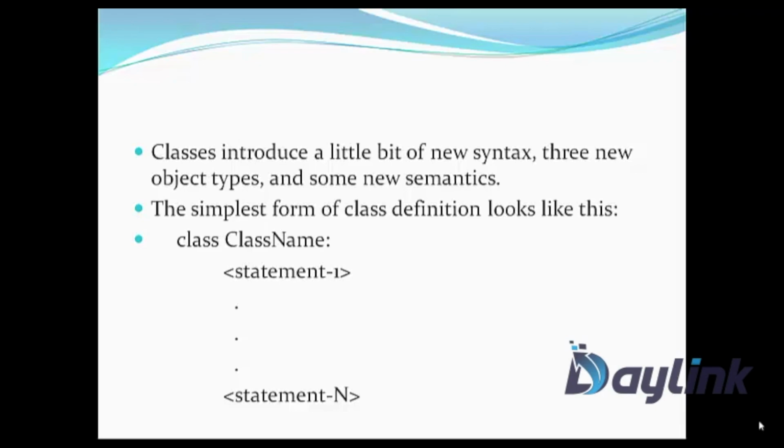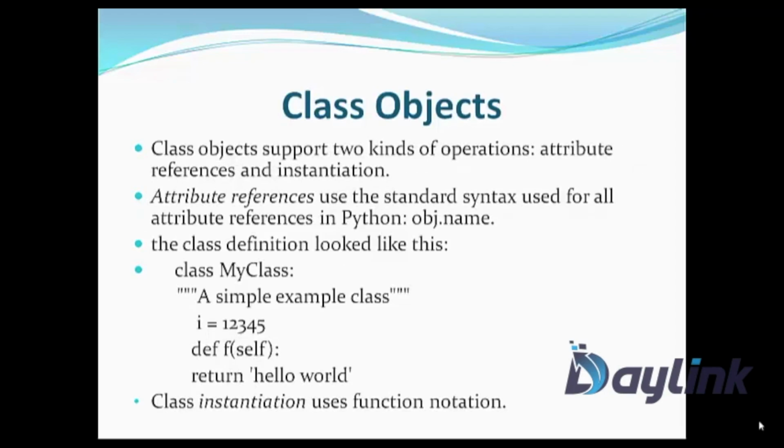When a class definition is entered, a new namespace is created and used as the local scope. Thus, all assignments to local variables go into this new namespace. When a class definition is left normally, a class object is created. This is basically a wrapper around the contents of the namespace created by the class definition. Now we see class objects.